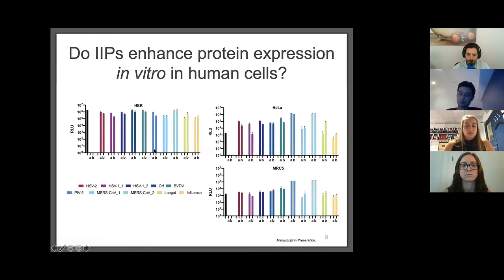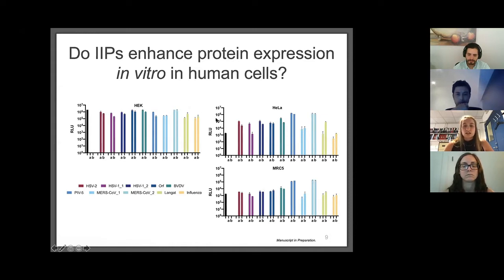The first thing we looked at was screening this library in a bunch of different cell lines. We used HEK cells, HeLa cells, and MRC5 cells. The reason for doing this is that HEK cells generally don't have an interferon-competent pathway, so they don't have the whole pathway there, and you shouldn't really see a response in them. However, HeLa and MRC5 cells do, so it's a more stringent way to test these constructs.